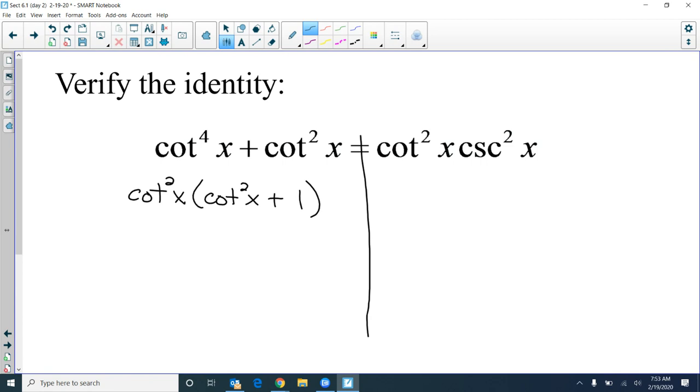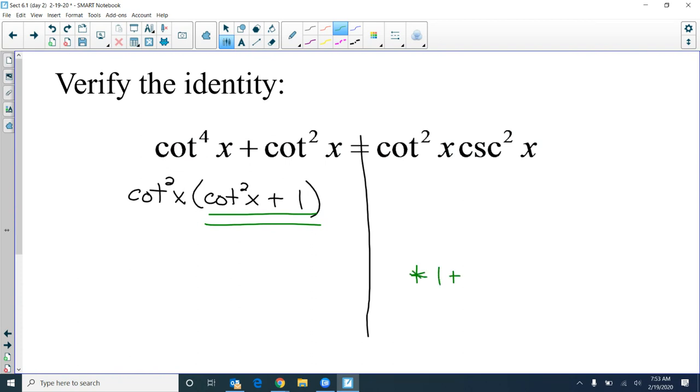I would tell you at this point, what do you have that's similar on each side? I got a cotangent squared x. I got a cotangent squared x. I would look right now for a Pythagorean identity that contains that, and I would cross my fingers that there is one. Because we know, if you look at your Pythagorean identity sheet, 1 plus cotangent squared equals what?